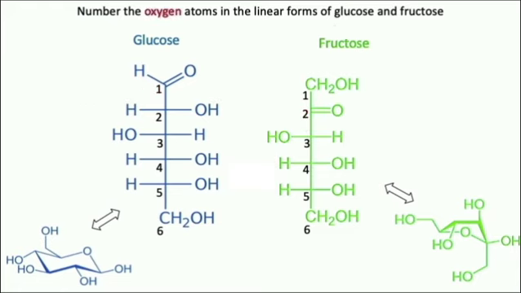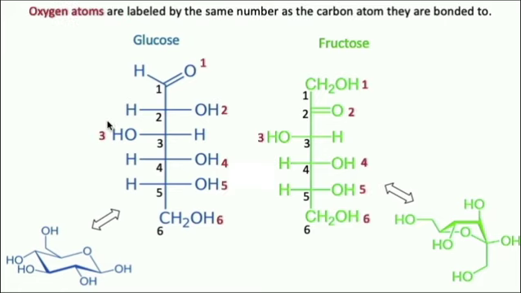Will you now number the oxygen atoms in the linear form of glucose and fructose? Please pause and do so. And again, I'm trying to show you there's no memorization. The numbering is exactly what you'd expect it to be. How would you logically number the oxygen atoms? I think every one of you would come up with what the organic chemist came up with. You would number the oxygen atom based upon the carbon atom to which it is attached.